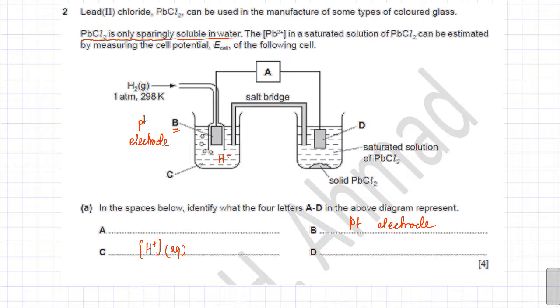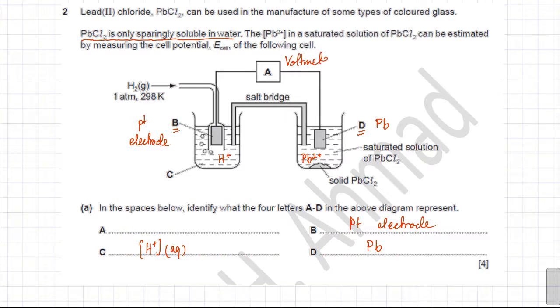On the other hand, I have another electrode where the solution is a saturated solution of PbCl2. So the solution contains Pb2+ ions. So this D electrode would probably be made out of lead. So D would be Pb. And the last thing here, A, would probably be a voltmeter. So this is a voltmeter.